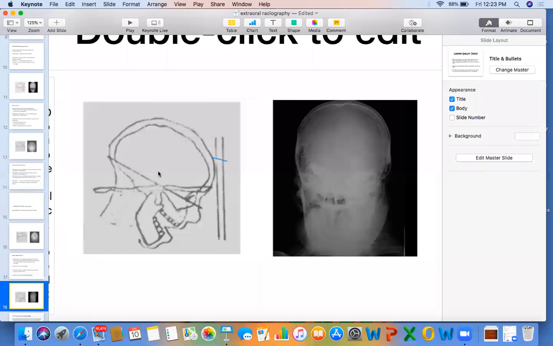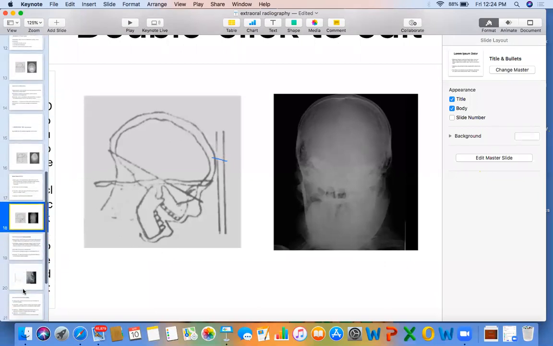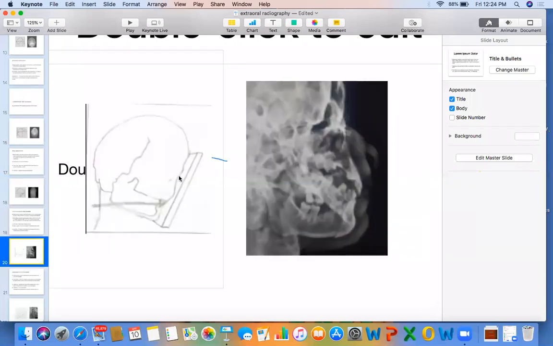Now the last one is reverse Towne's, which is the opposite positioning of SMV. Your head is rested over the cassette. The ray is coming from posterior area to anterior. Okay, and this is how you are going to see the radiograph. Now for your examination purpose, we'll see some questions also which are frequently asked, but before that we'll cover two more views. That is lateral oblique.